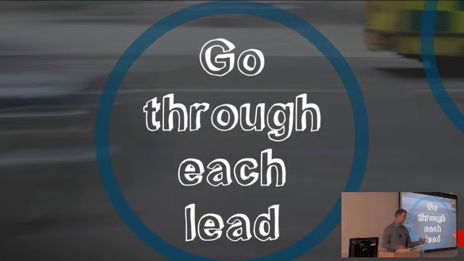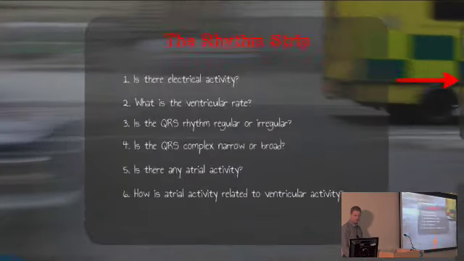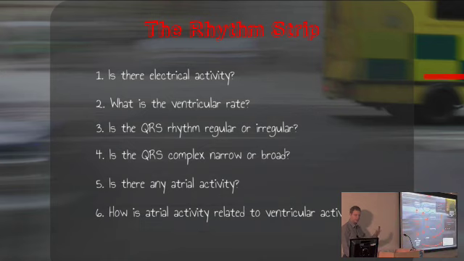Now when you've looked at enough, it's pattern recognition. You look at an ECG and straight away you'll say, that's an anterior MI, that's atrial fibrillation, that's LVH. But that comes from looking at loads and loads of ECGs. If you don't know what's going on, or if you're just starting out, it's really important to go through each lead systematically and know what each lead is supposed to generally look like in normality. We'll go through that again in a little bit more detail. Those are the six things to look at on the ECG: patient details, indication, type of ECG, rhythm strip, axis, and then going through each lead.